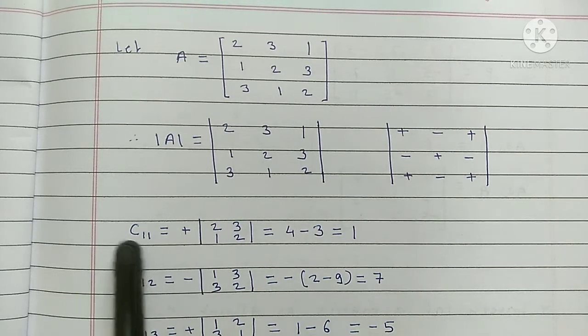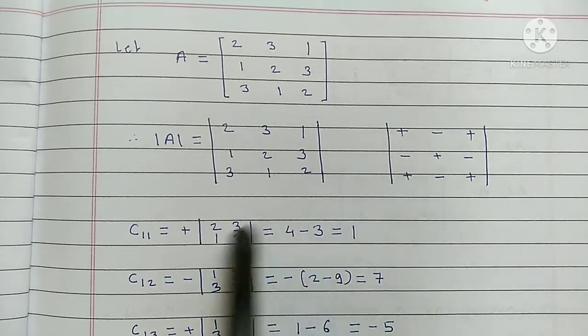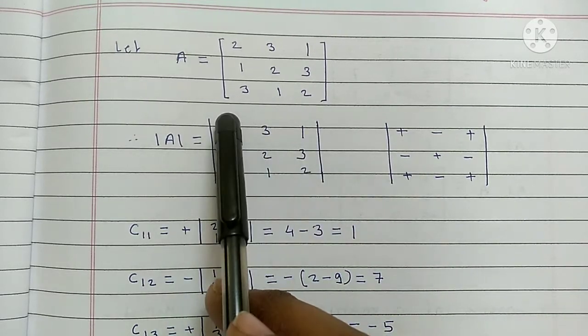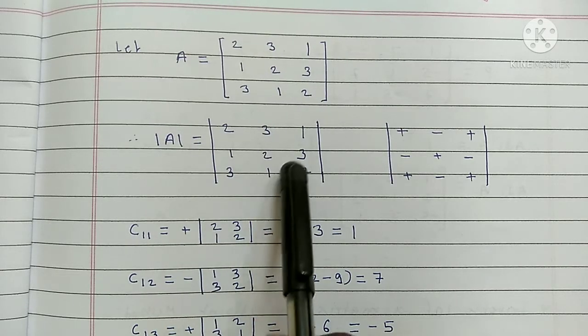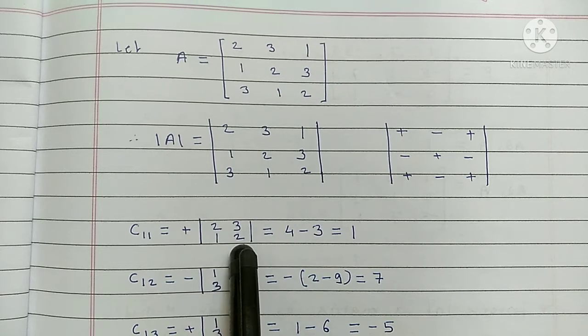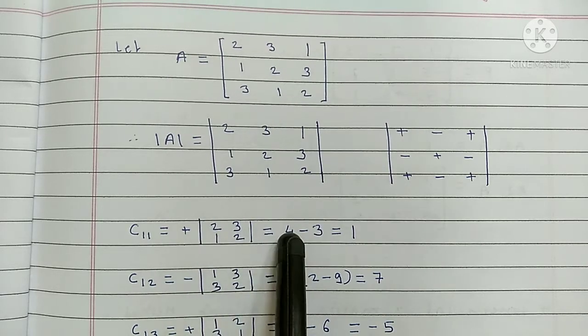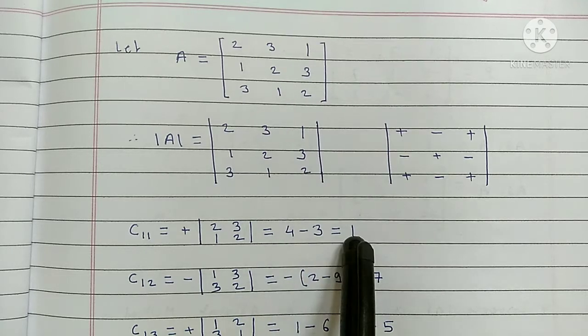So first is C11. C11 means this element's corresponding sign is plus. So plus, it is in first row, first column. So delete first row, first column. It will be 2, 3, 1, 2. So determinant of 2, 3, 1, 2: 2 into 2, 4, minus 1 into 3, 3. 4 minus 3 is 1.